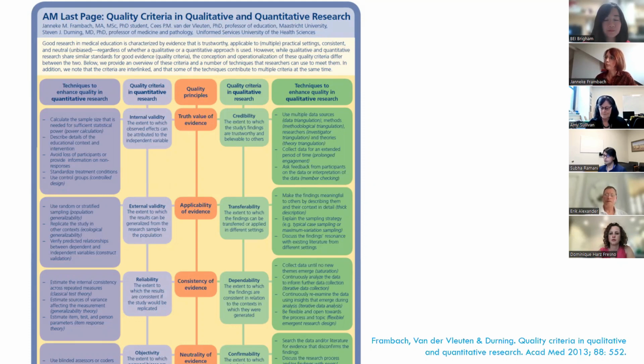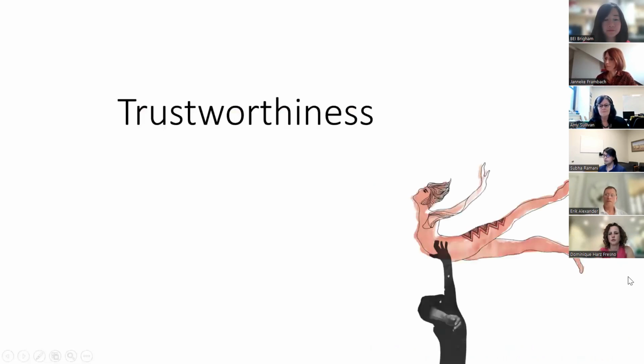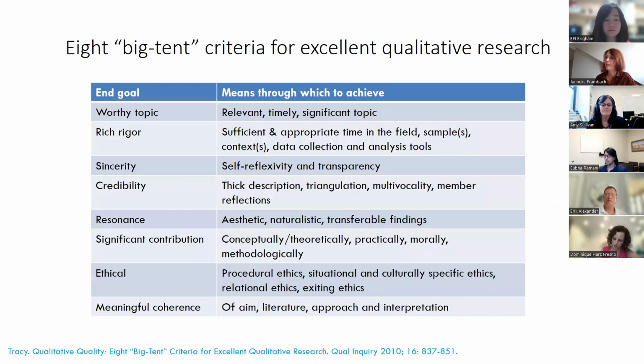So personally, I'm a fan of a more overarching concept, trustworthiness altogether. Are my findings trustworthy to others? And that is a more overarching term that could be used for quality in qualitative research. Therefore, I am a fan of this particular resource, 8 Big Tent criteria for excellent qualitative research, that talk about quality criteria a bit more holistically. So I'll take you through this table.